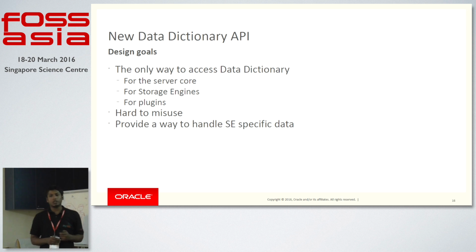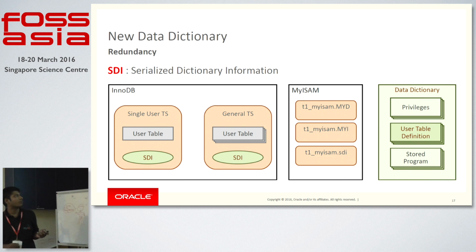So the basic design goals of the data dictionary were that it should be accessible to the server core, storage engines, and plugins. That makes it hard to misuse, and the data dictionary provides a way to handle storage engine specific metadata, because the storage engine also needs to store metadata at the same place where the server is storing it, and storage engine APIs have been given a way to access the data dictionary.